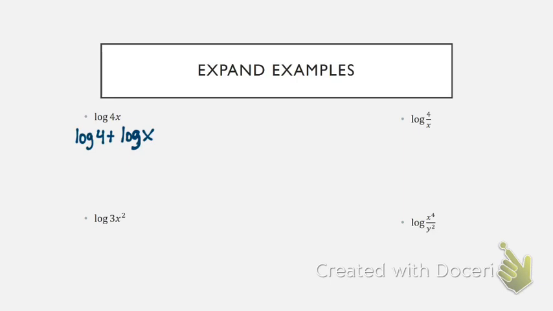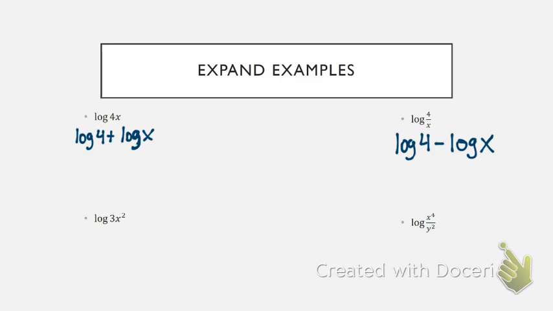The one to the right of that is log of 4 over x. So I have inputs being divided, so when I break those into two different logs, I'm going to subtract. That's it. If they're being multiplied, add when you break it. If they're being divided, when you break it up, subtract.